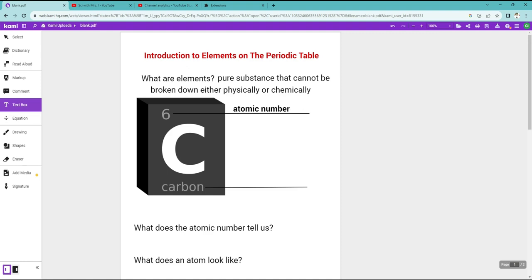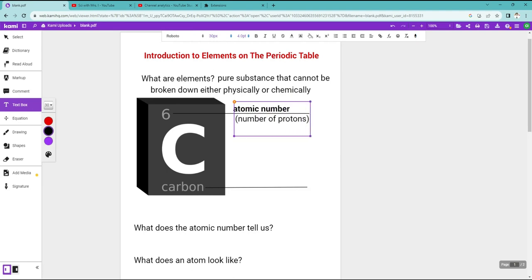So that atomic number can tell us a couple of different things. The atomic number is always going to tell us the number of protons that the element or the atom has. Now, you're going to hear me use those words, element and atom, interchangeably. The reason is that carbon is an element. It is a pure substance, so it is only made up of carbon atoms. And so I'll often use those two words interchangeably. Carbon is only made up of carbon atoms, hydrogen only made up of hydrogen atoms, and so on.